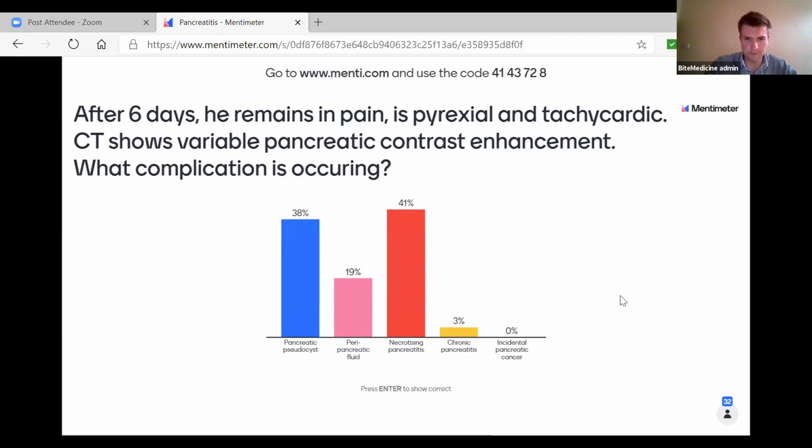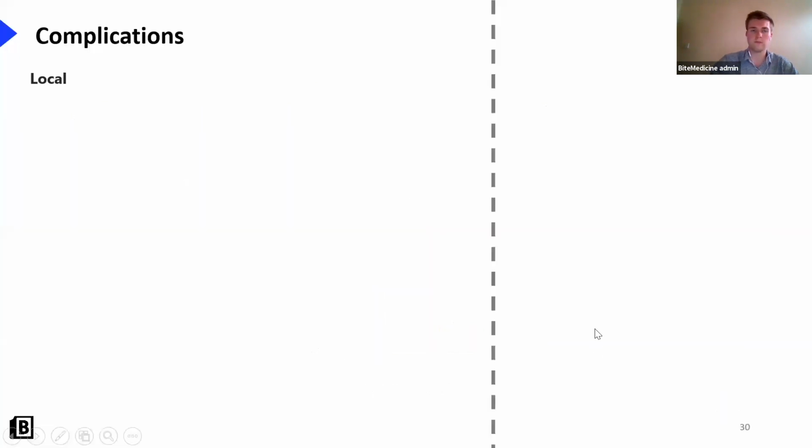Very interesting. We're split between a pancreatic pseudocyst and necrotizing pancreatitis, tied at 39% for each. So the answer is necrotizing pancreatitis. So let's have a little look as to why that is. As we said, we've done our systemic complications. Let's look at our local ones.